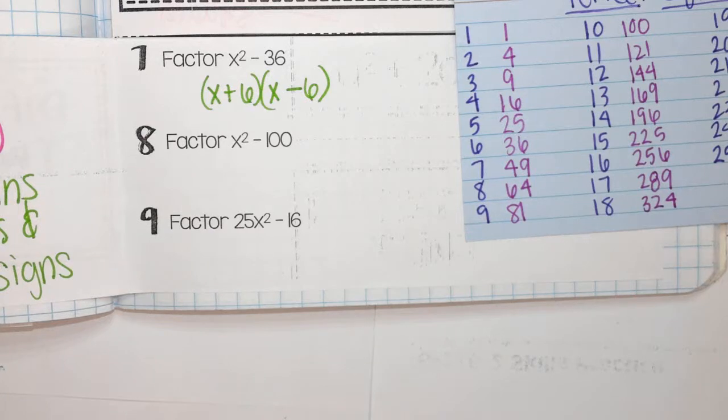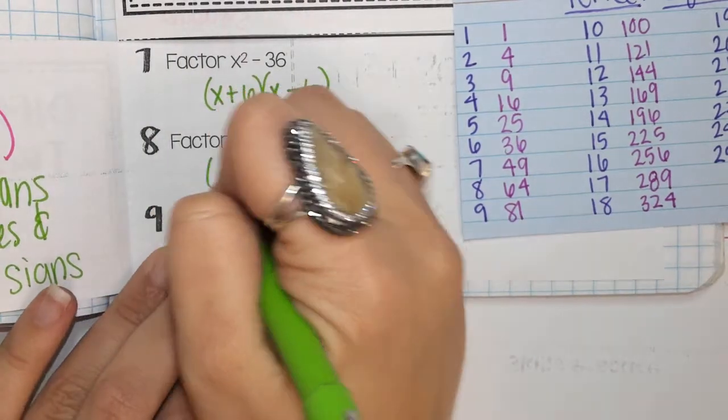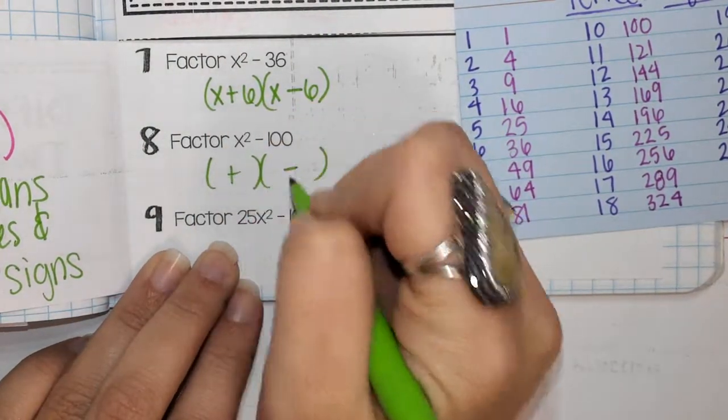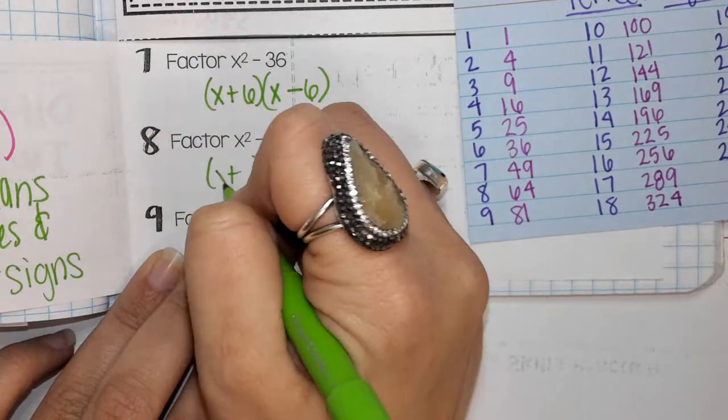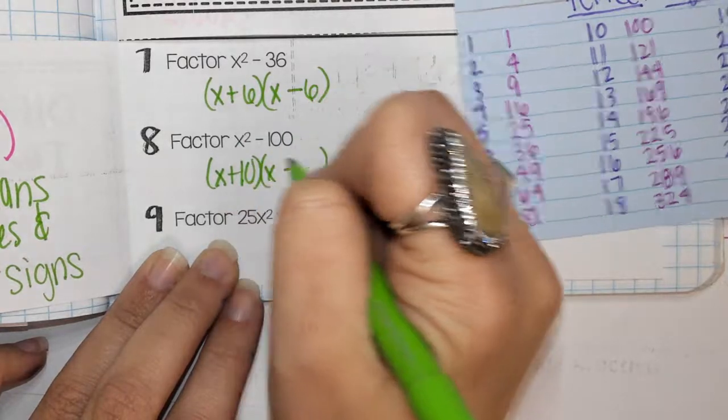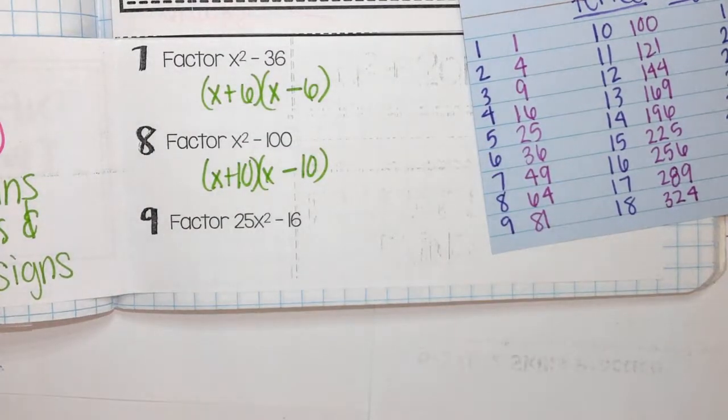Okay, let's look at number 8. Do I have 2 terms? So how many sets of parentheses do I need? 2. How many different signs do I need? 2. What's the square root of x squared? X. What's the square root of 100? 10. Both of you take a point. Please.